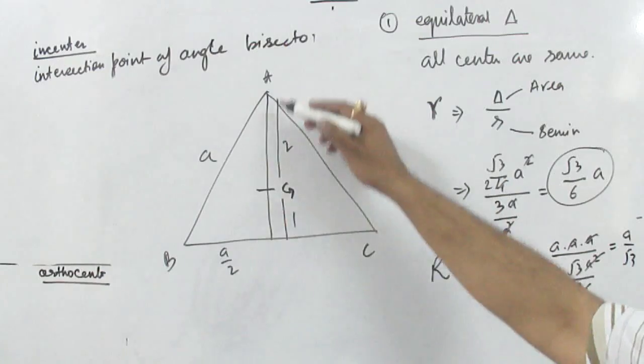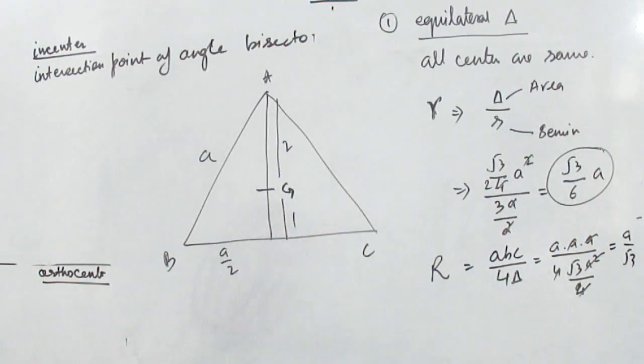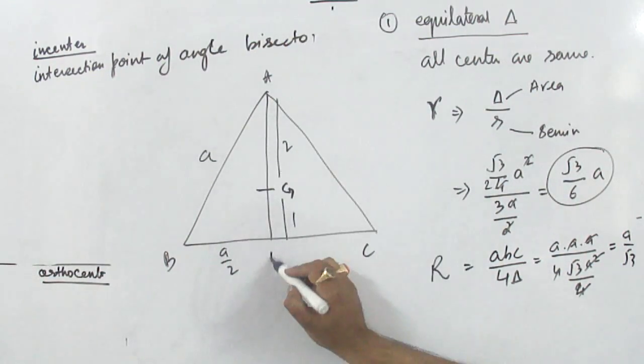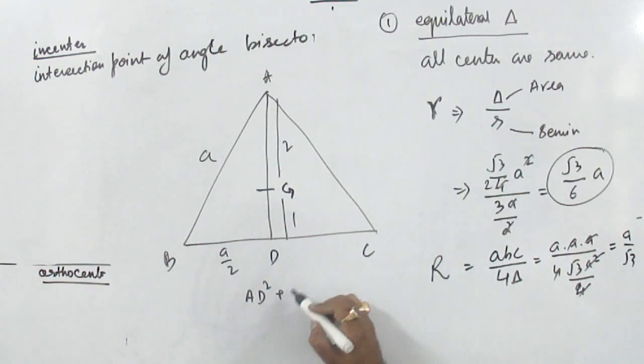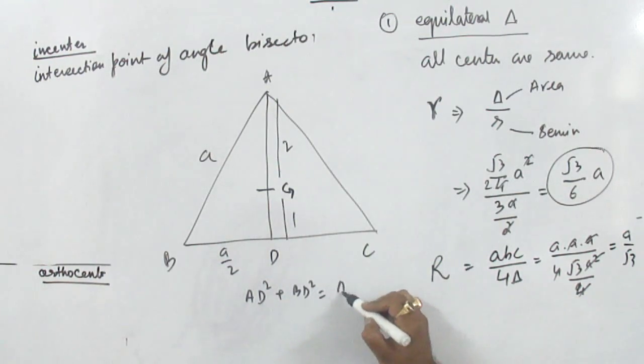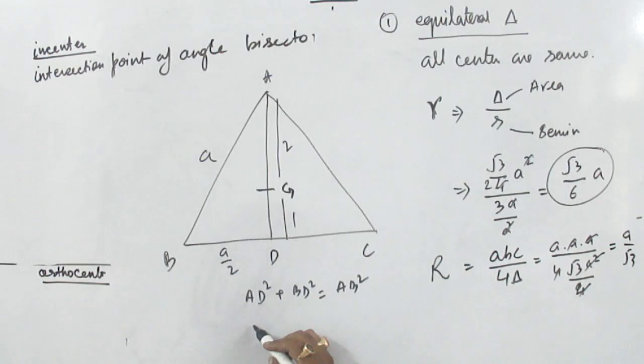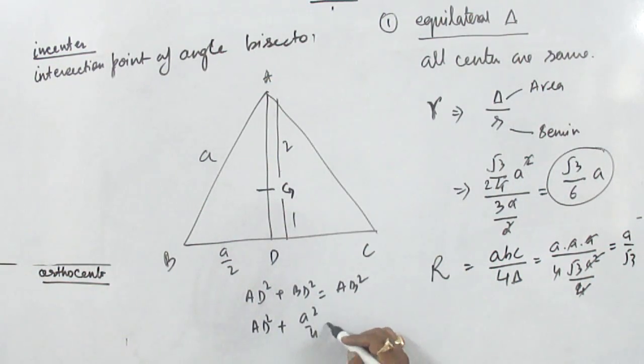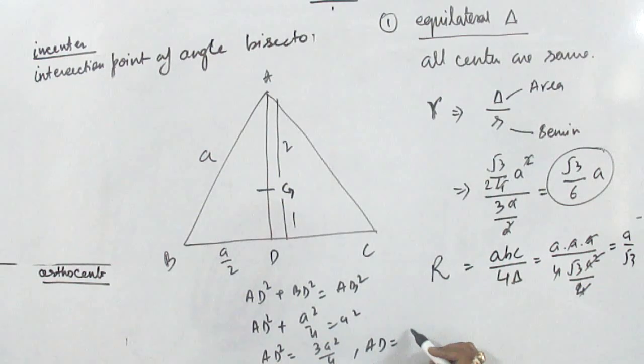Okay. Now using right angle triangle, we can calculate AD. AD square plus BD square is equal to AB square. Now AD square, we have to calculate, BD square is A square by 4, is equal to A square. So AD square is equal to 3A square by 4, or AD is equal to root 3A by 2. Now its circumradius capital R, which is AG.